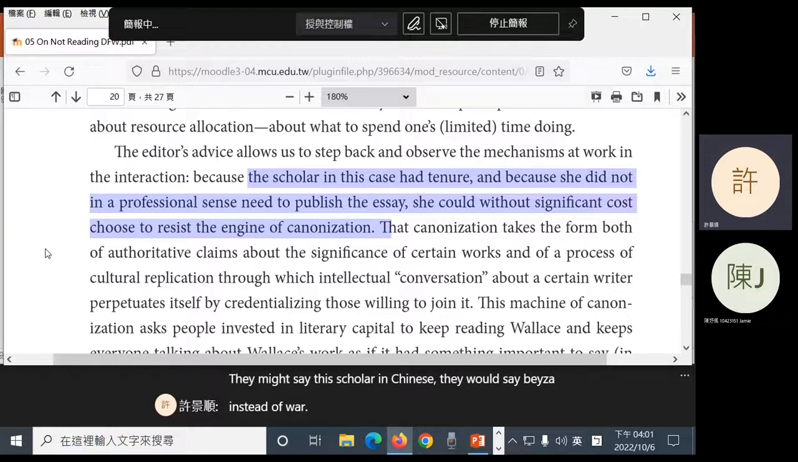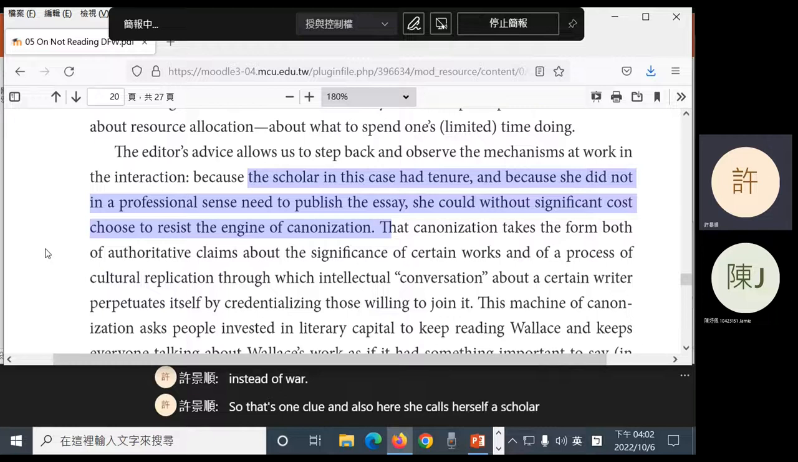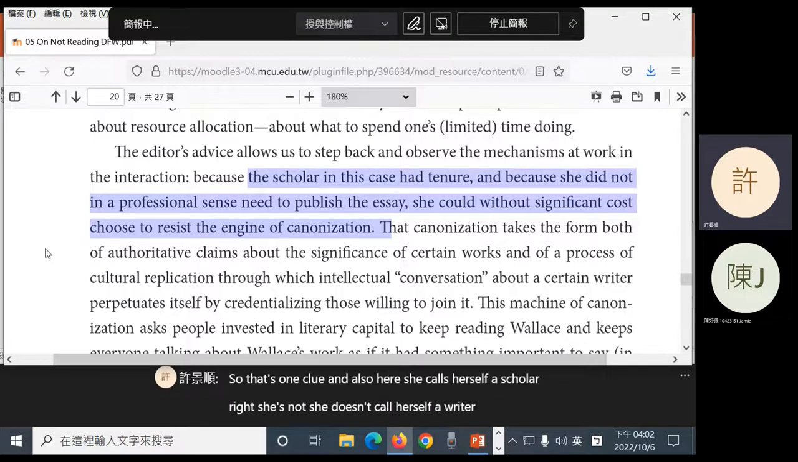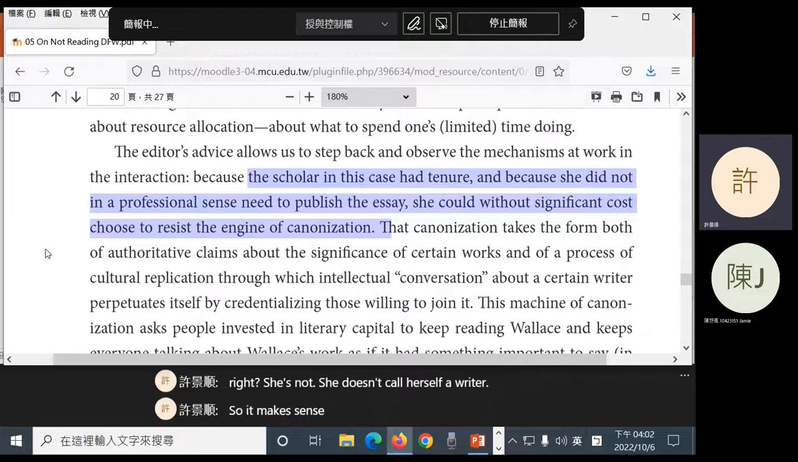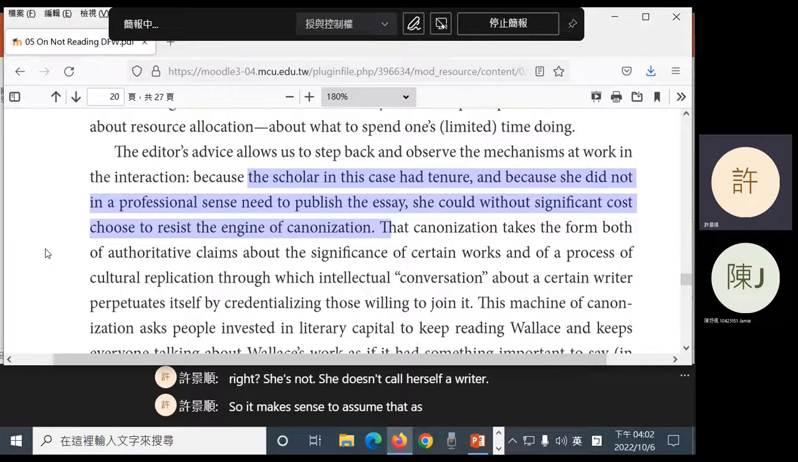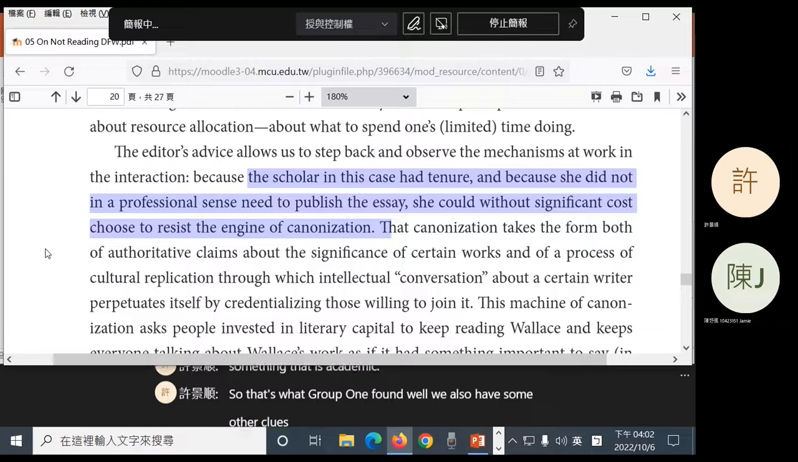So that's one clue. And also here she calls herself a scholar, right? She doesn't call herself a writer. So it makes sense to assume that a scholar would write something that is academic. So that's what group 1 found. But we also have some other clues.